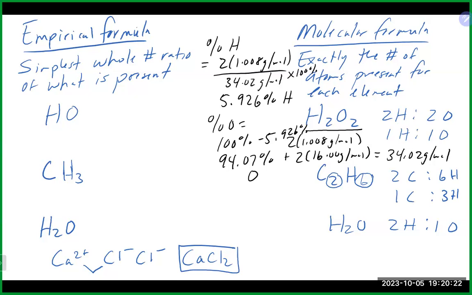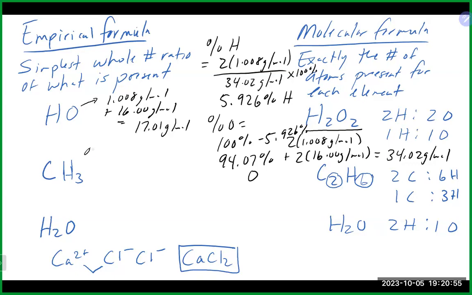Is the percent composition by mass of my empirical formula different than my molecular formula, or should they be the same? They actually will be the same. So let's just see real quick. We got 1.008 grams per mole plus 16 grams per mole. And that will give us a molar mass for our empirical formula in this case of about 17.01.